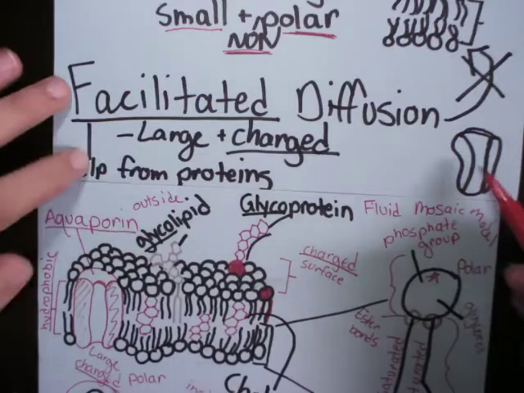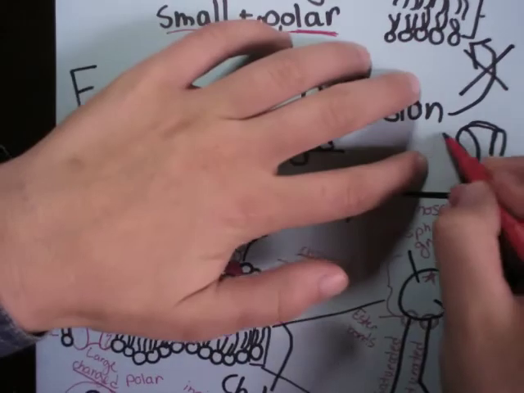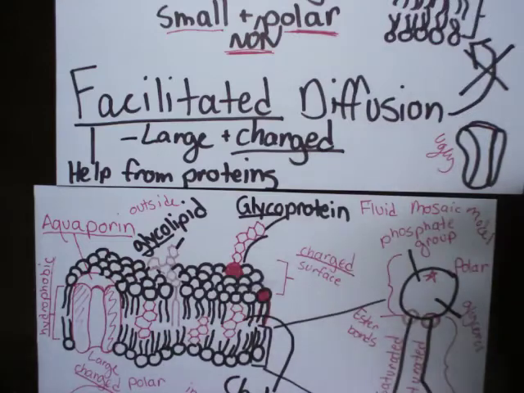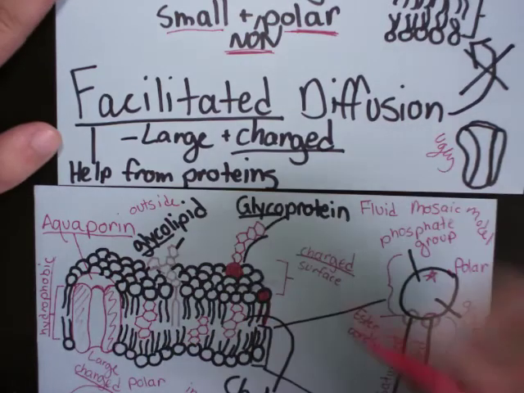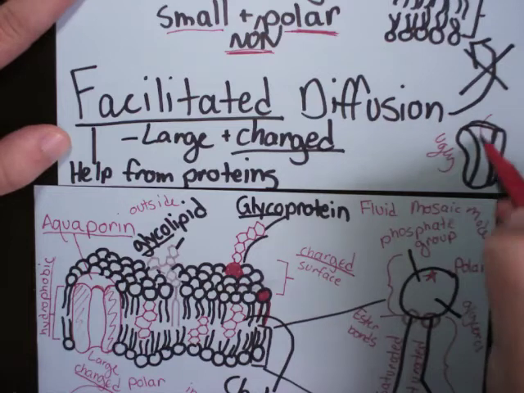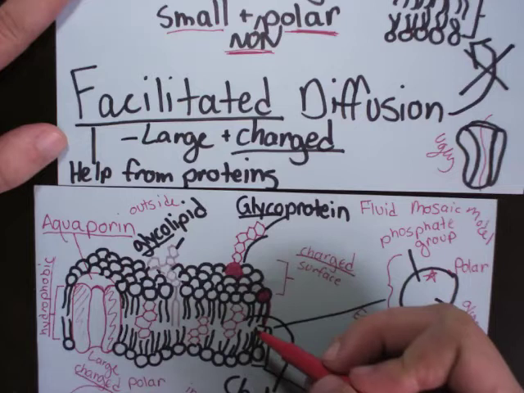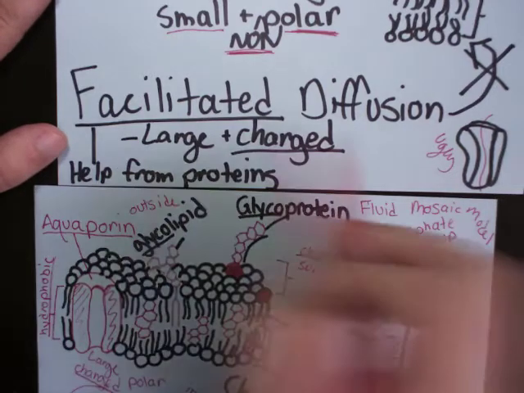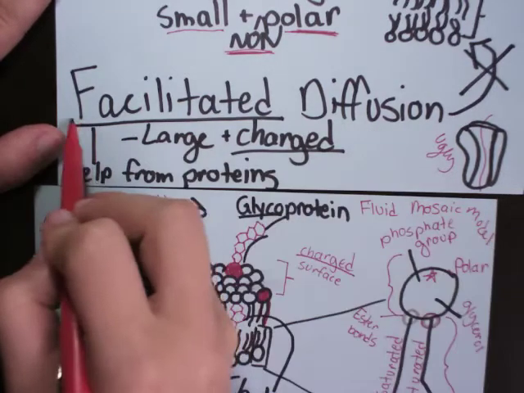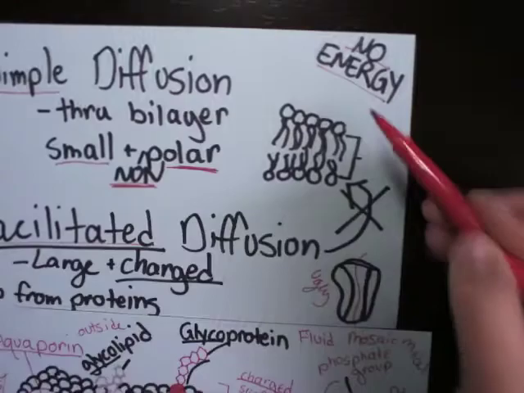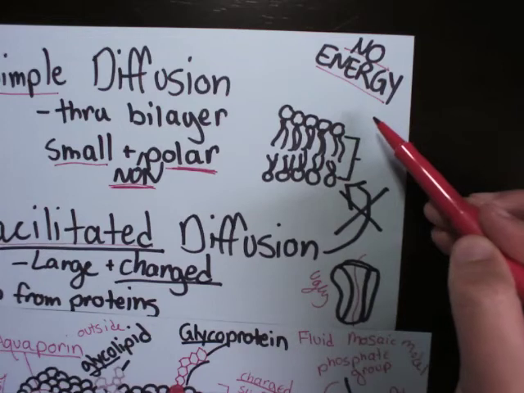Any diffusion that needs you to have a transport protein like this one, this guy's ugly, this transport protein. If you need help, if you're polar or you're too big and you need the help of this protein to protect you from the hydrophobic environment, then the process of you passing through the membrane is facilitated, and it's facilitated by proteins. There's still no energy involved.